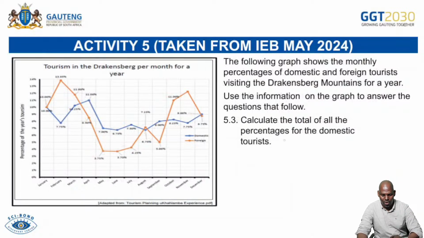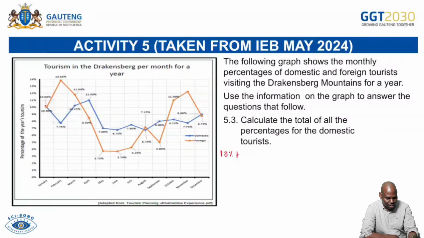Calculate the total of all the percentages for the domestic tourists. So it means we must take all the blue percentages. If you look on the graph, we've got 1, 2, 3, 4, 5, 6, 7, 8, 9, 10, 11, 12. That is for 12 months. When they say calculate the total of all percentages for the domestic tourists, we only need to take those percentages and add them together. There's 12 of them. The first one is 10%.